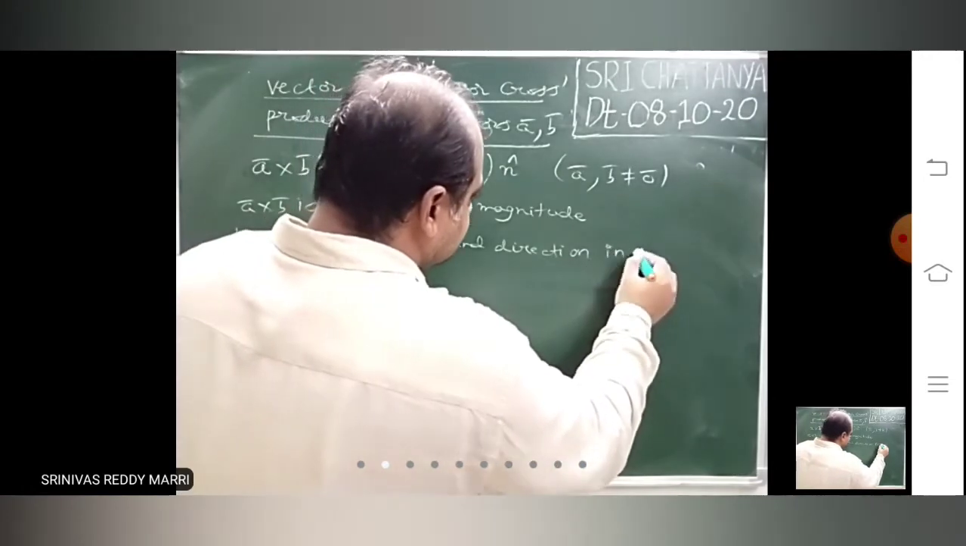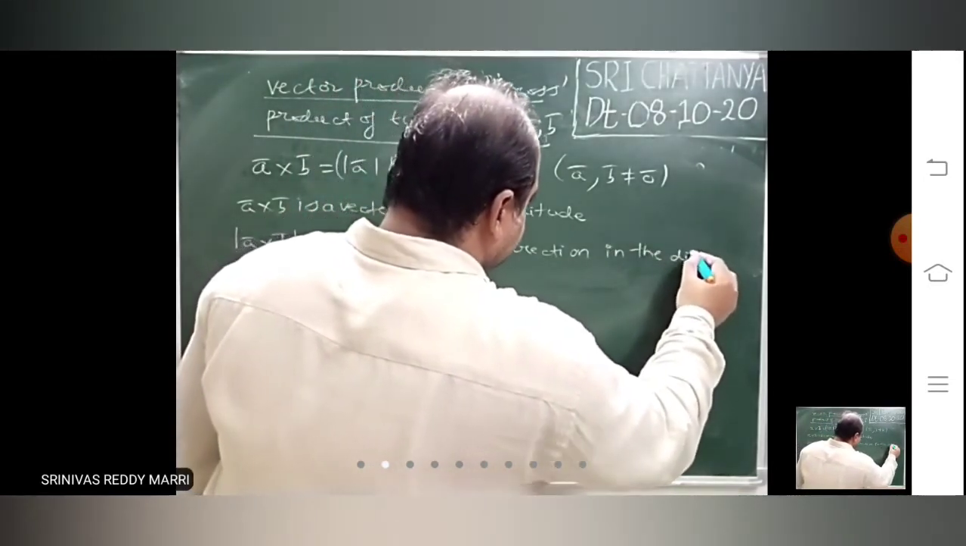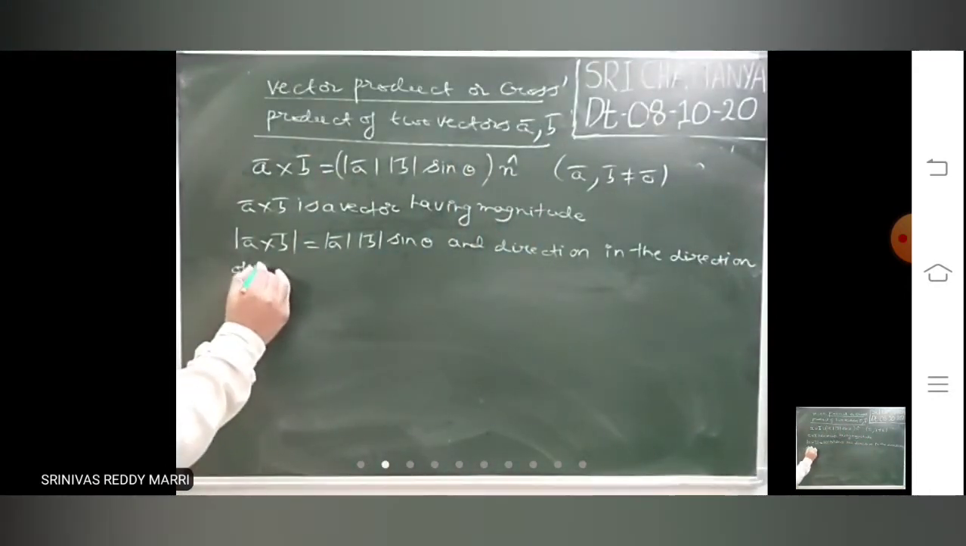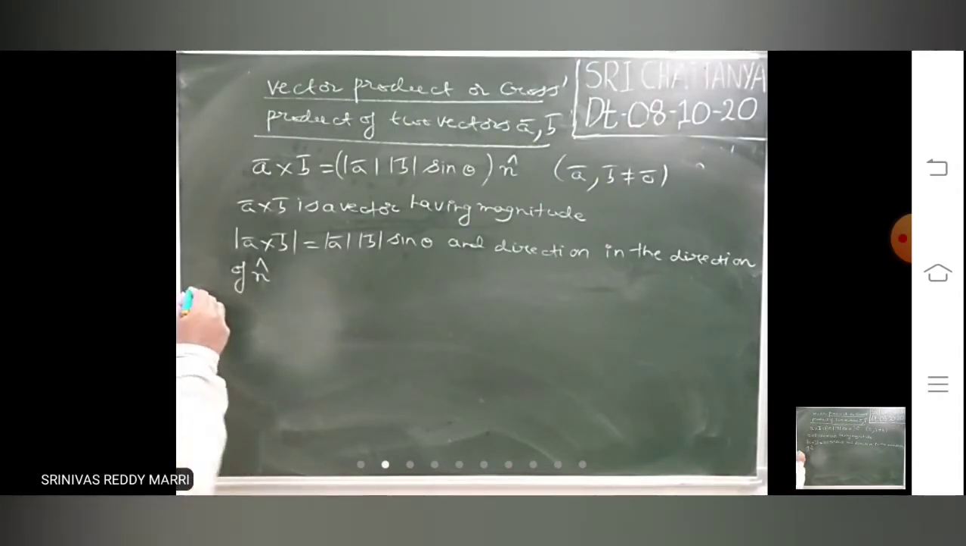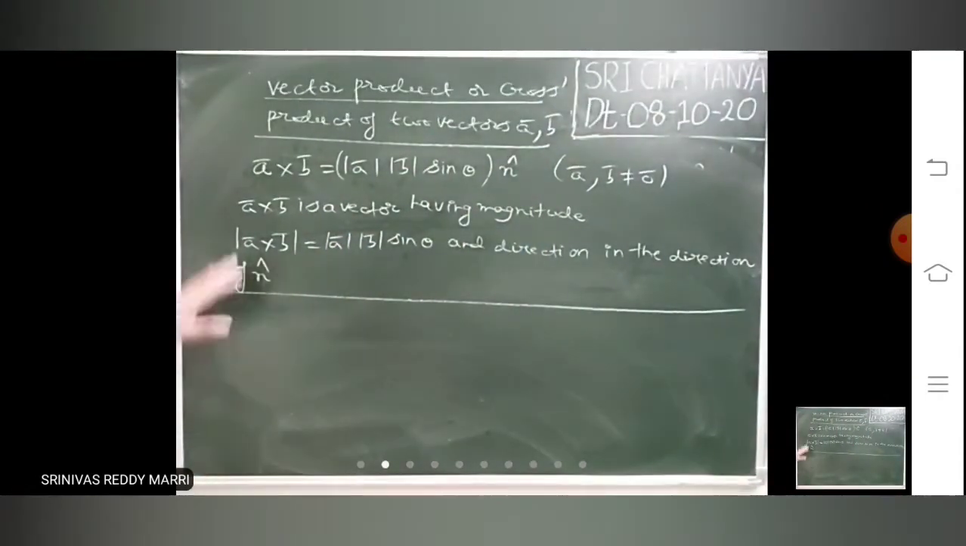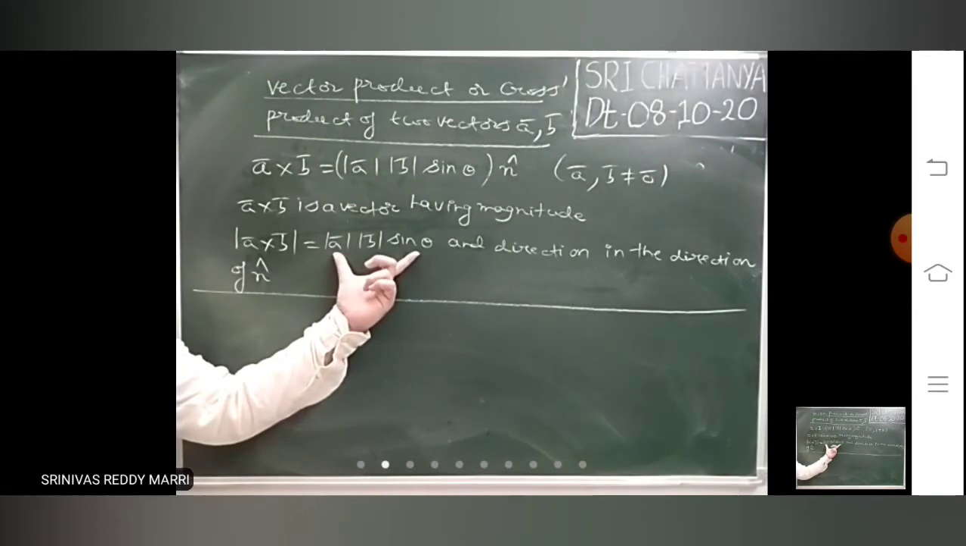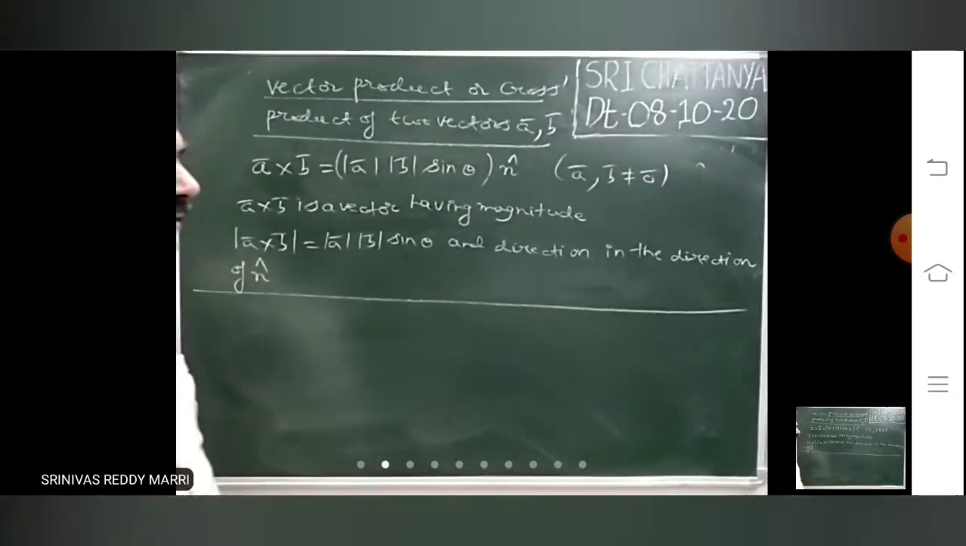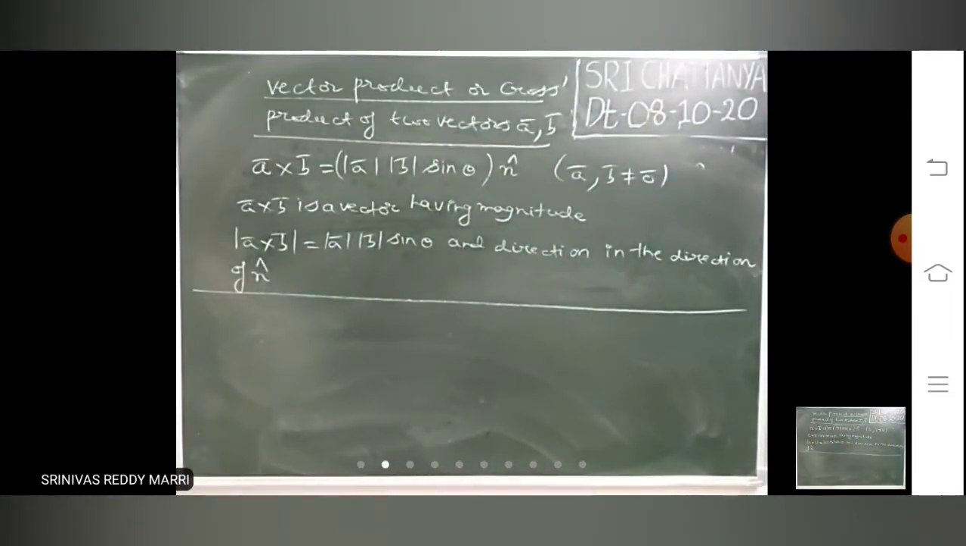In the direction of n cap. This is vector product. This is a vector whose magnitude is modulus of a bar cross b bar, which is modulus a bar into modulus b bar into sin theta, and it will have direction. Direction will be in the direction of unit vector n cap. How n cap will be, we will see. Before going to that, let us learn about the plane first.